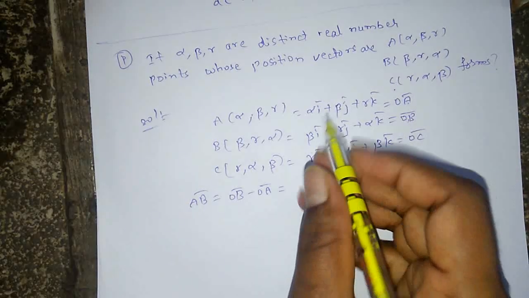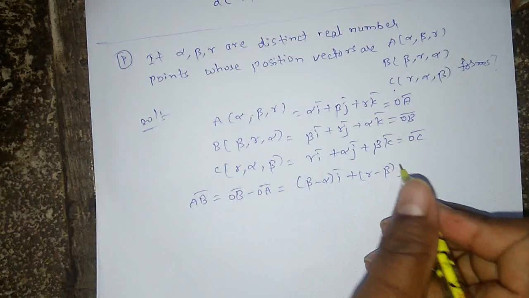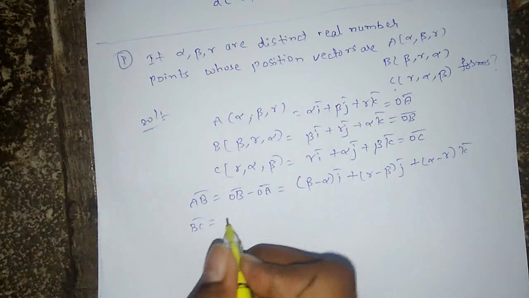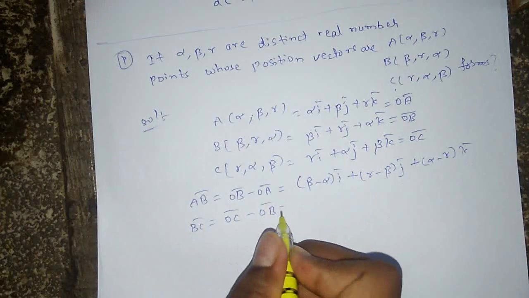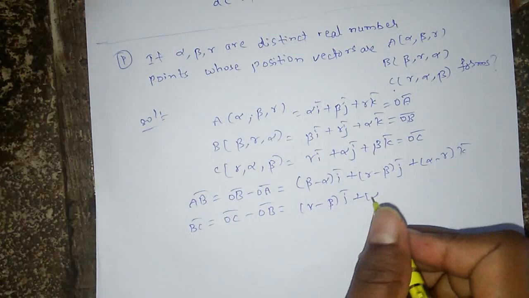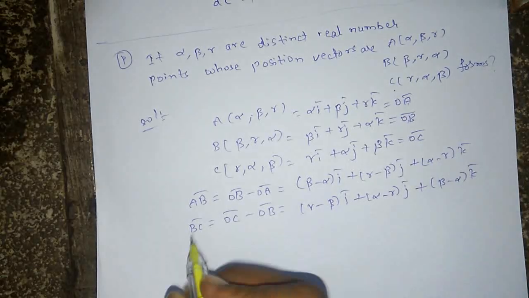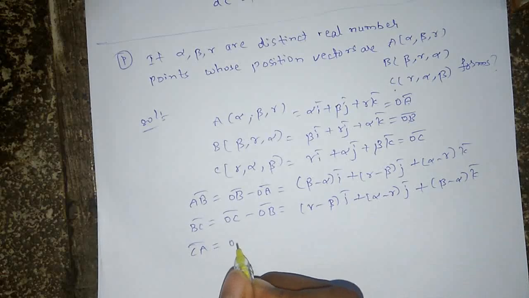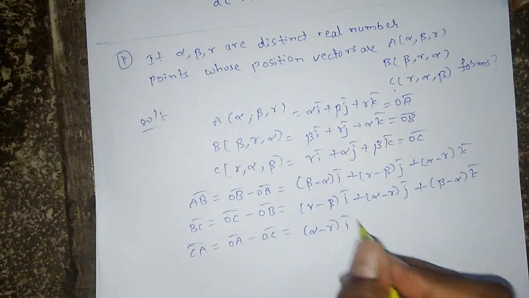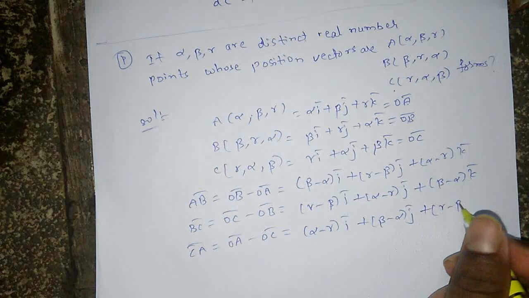OB minus OA means beta minus alpha into I bar, gamma minus beta into J bar, alpha minus gamma into K bar. Similarly, BC bar, let us find OC minus OB, that is gamma minus beta into I bar, alpha minus gamma into J bar, beta minus alpha into K bar. CA bar, let us find OA bar minus OC bar, that is alpha minus gamma into I bar, beta minus alpha into J bar, gamma minus beta into K bar.